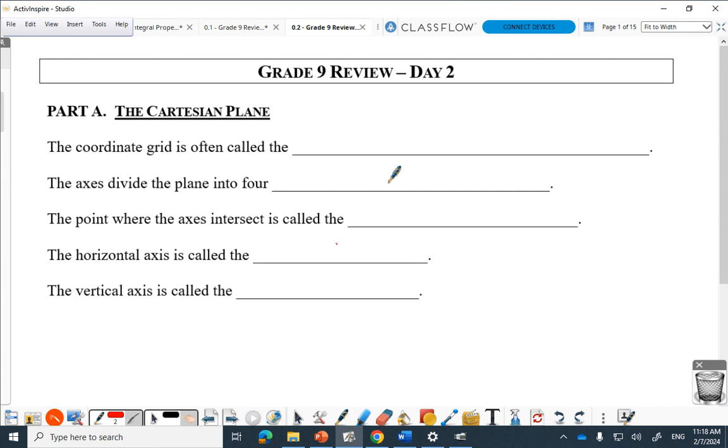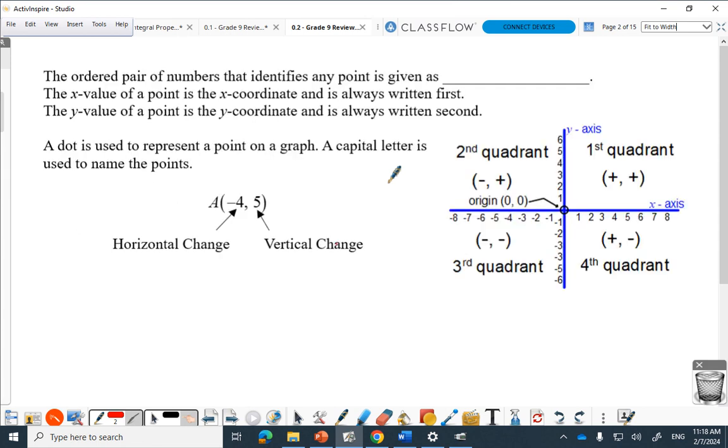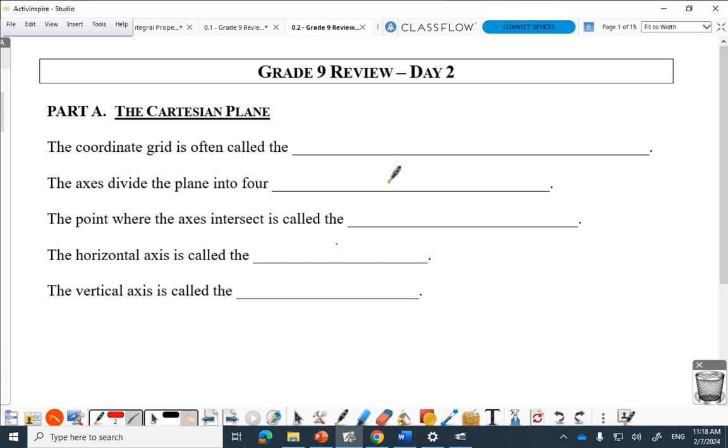The Cartesian plane. Is there a picture of it that we can look at? There it is, right down there, the Cartesian plane. Here's what it is. It's a number line with another number line. That's just a number line going both ways. It helps you navigate where things are on the plane. So this coordinate grid is often called the Cartesian plane.